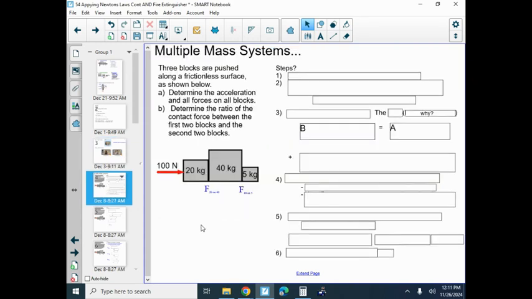All right, multiple mass systems all ready to go here. We have 3 blocks this time. We're pushing at 100 newtons on a 20, a 40 and a 5. Forces transfer between them. We've got the force of the 20 on the 40 here, and the force of the 40 on the 5 here, labeled, and so on.